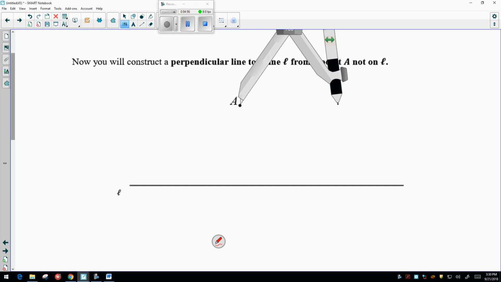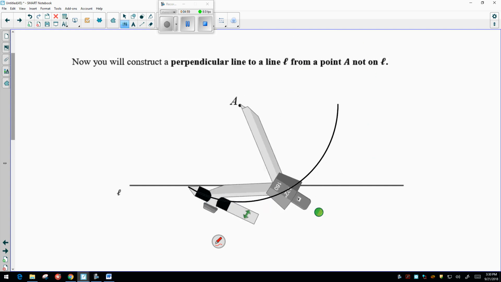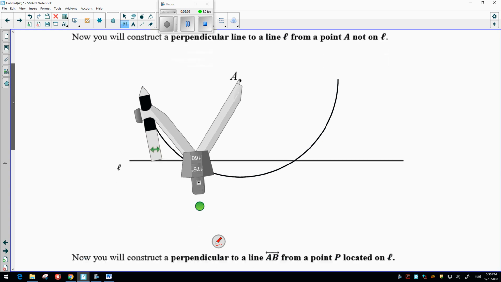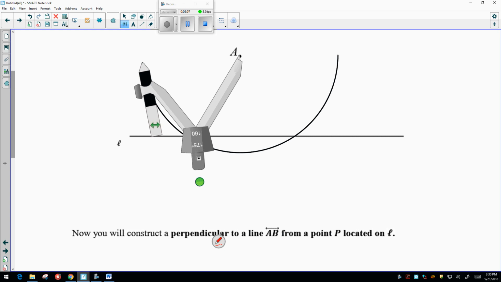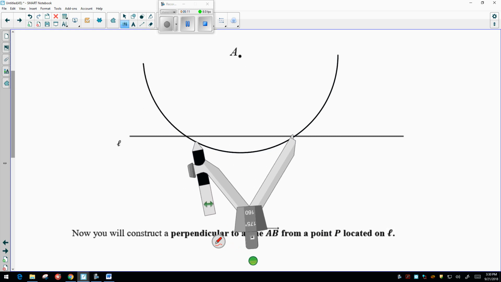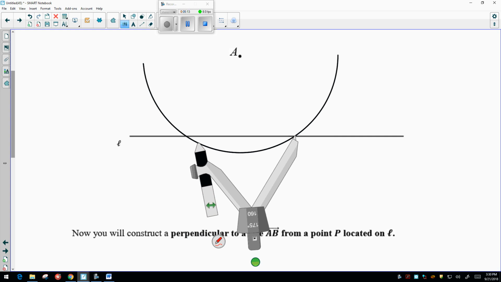The very first thing we want to do is draw an arc that goes below the line. Okay. So now once we have drawn that arc, we're going to take our compass, don't change the size. All we're going to do is move it to a point of intersection. So here is one point of intersection.